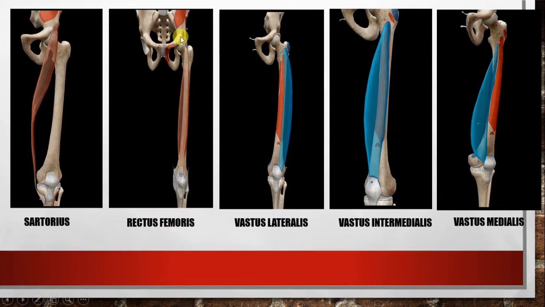Now the rectus femoris, the most anterior muscle, arising from the anterior inferior iliac spine, forms the patellar ligament where it attaches to the tibial tuberosity. These muscles are all attached to the tibial tuberosity. This is the vastus lateralis, this is the vastus intermedius, and this is the vastus medialis. It is on the lateral side, that's why it's called lateralis. It is between these two muscles, vastus lateralis and medialis, that's why it's called intermedius, while the vastus medialis is on the medial side of the body.